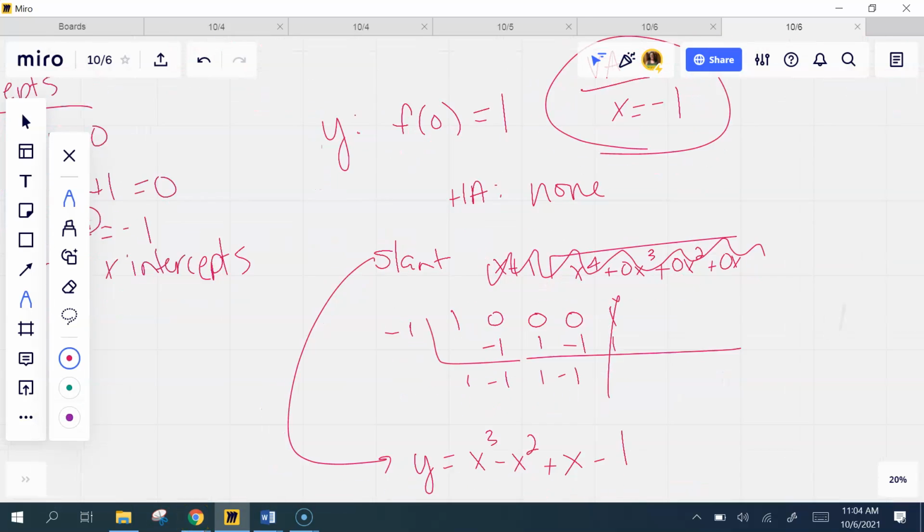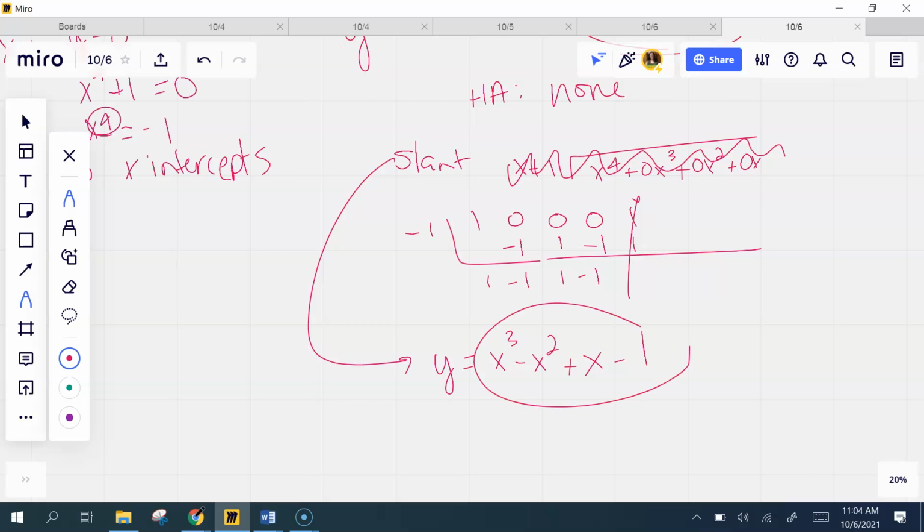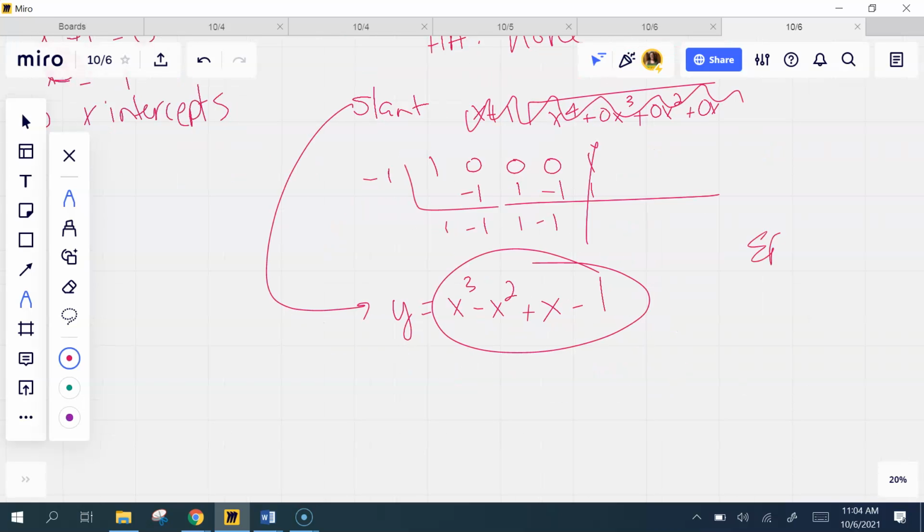For end behavior here, I would base my end behavior on this. So the end behavior here: because that's odd and positive, the limit as x approaches infinity of f of x would be positive infinity, and the limit as x approaches negative infinity of f of x would be negative infinity.